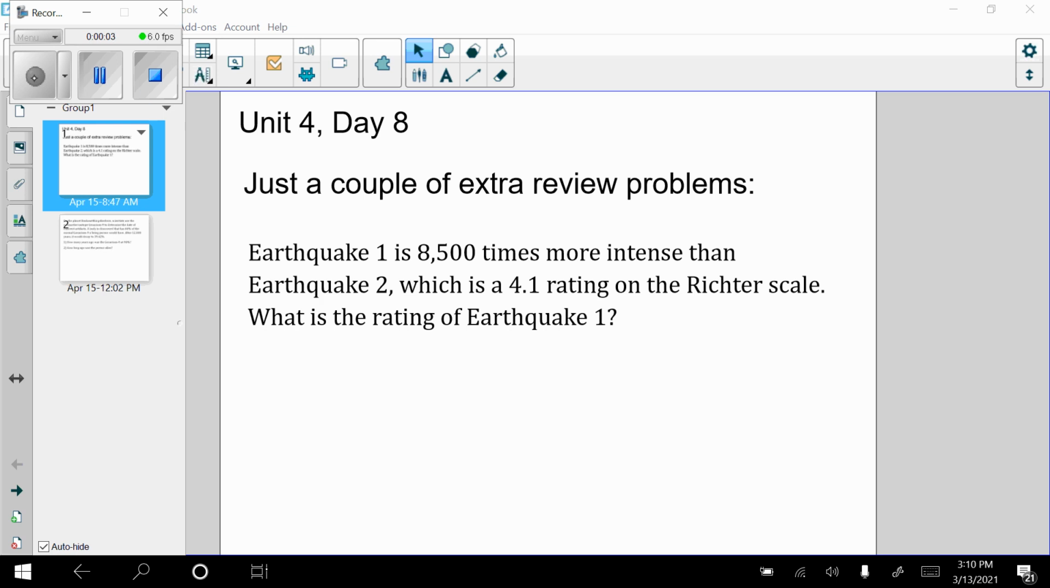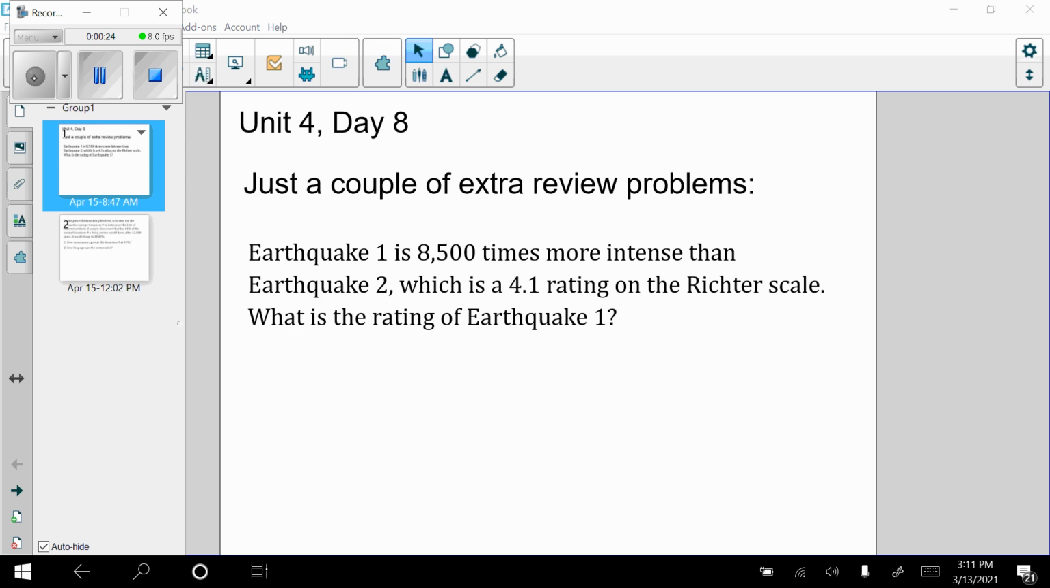Okay, a couple of review problems. The second one that I'm going to do with you is really going to help you with the final product that we have to do for this unit, the Where in the World is Carmen Sandiego. So you're also going to need to know how to do some of these earthquake and decimal problems as well. So a couple of review problems.